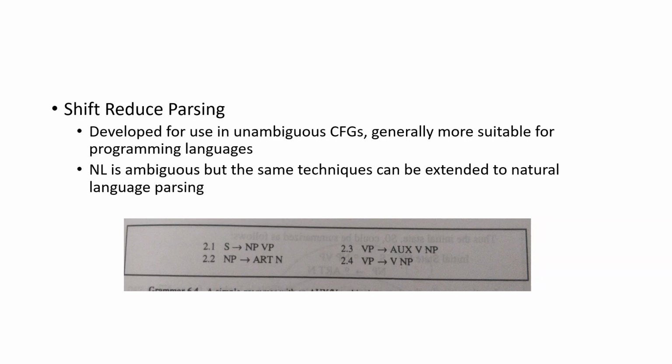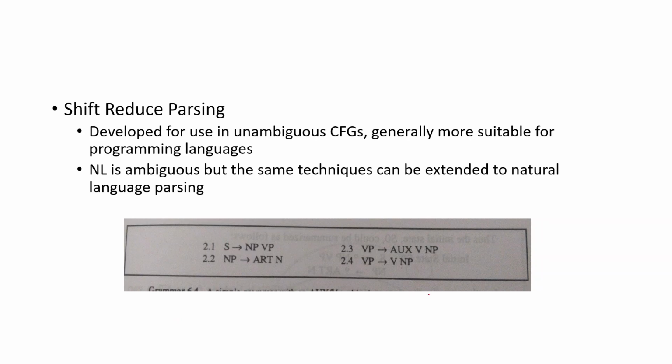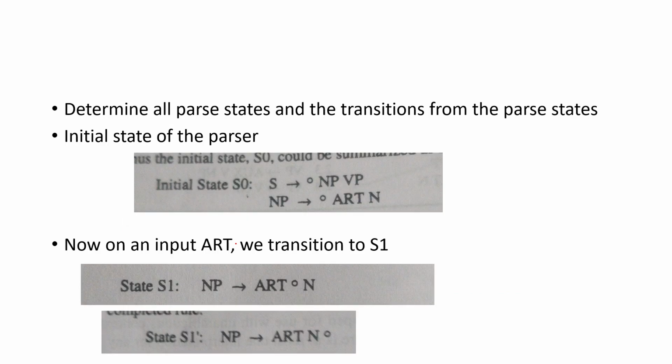Okay, given a particular grammar, first of all, we will look at how we construct the parsing table, and then we look at an example of how the actual parsing is done. So for this particular grammar, how will we arrive at the parsing table? These are the productions involved. Always we start from the start symbol or the production containing the start symbol. Now, how do we determine all parse states and the transitions from the parse states?